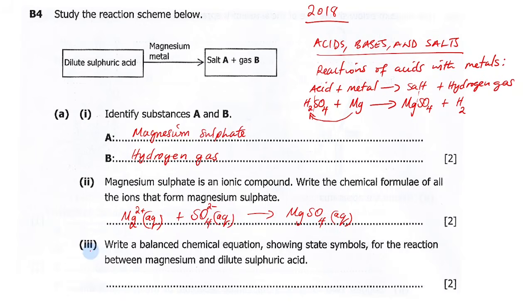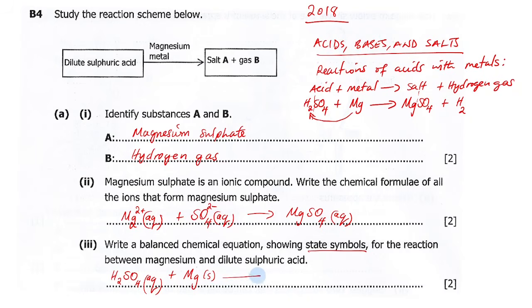Then part 3 says write a balanced chemical equation showing state symbols for the reaction between magnesium and dilute sulfuric acid. I've already written it. When they say state symbols, they want the state: solid, liquid, gas, or aqueous. Sulfuric acid will be in aqueous state. Plus magnesium, which is a metal, so it is in solid state, represented by S.